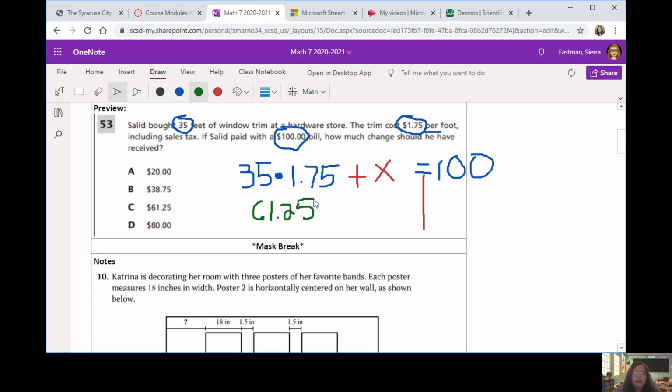but he paid some amount extra because he gave them a full $100 bill. And so now they need to give him that change back. And we can go ahead and just subtract my 61.25 from 100 and figure out what that would be.